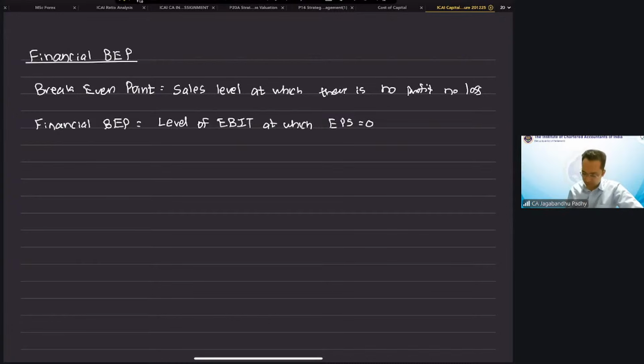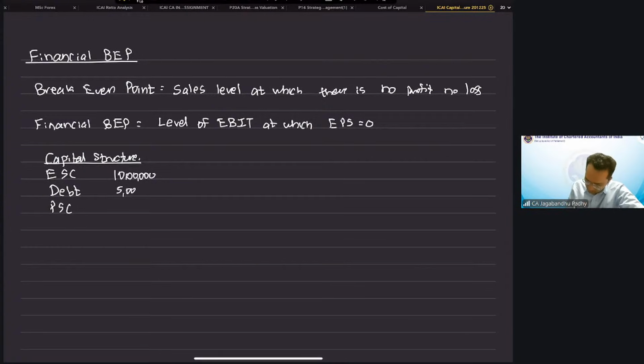So let's try to understand this in a better way. Suppose we have the capital structure of a company wherein we have, let's say, equity share capital, debentures, and preference share capital. So equity share capital is 10 lakh, debentures is 5 lakh, and preference share capital is also 5 lakh. Debentures are costing us 10%, preference shares are costing us, let's say, 12%.